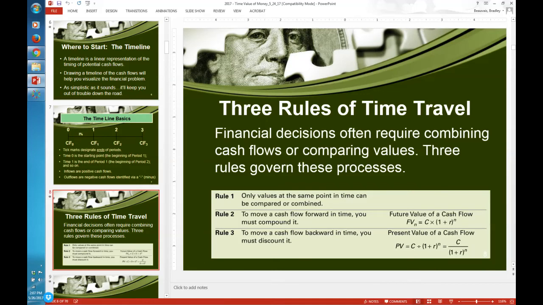So there are 3 rules to time travel. Didn't realize that this was quantum physics. I know many of you thought maybe you were signing up for a finance class, but we're actually going to talk about time travel, of course, within the financial realm.